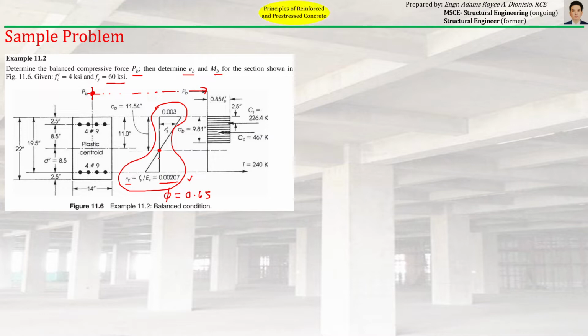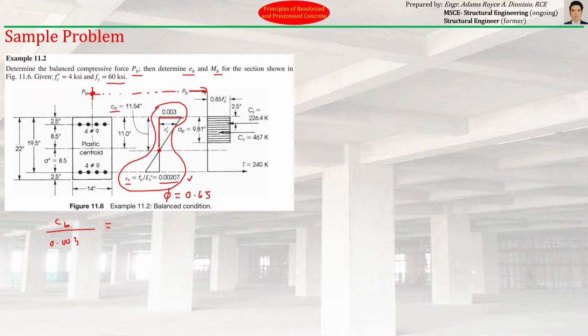Where is the location of our neutral axis? Take note, the plastic centroid and the neutral axis are different, in case you are getting confused. The neutral axis we define as c, but since we need the balance condition, we will call it cb. How do we compute cb? You can just refer to this diagram and use ratio and proportion: cb over 0.003.